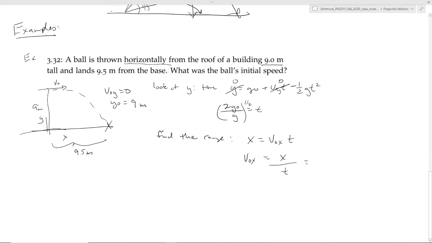So let's put everything in. We know that that x is going to be 9.5. We know that our time here, we'll put in all our numbers. 2 times 9, 9.8, square root. And notice we can check the units here. We'll get something that has units of meters over seconds, which is what we want because we're looking for a velocity. And if we crunch the numbers here, we would find that this would be 7 meters per second.